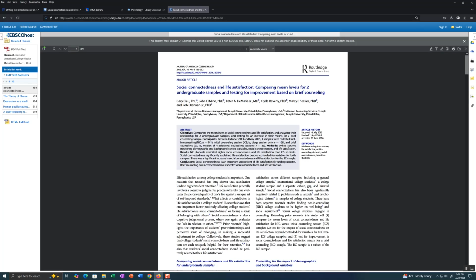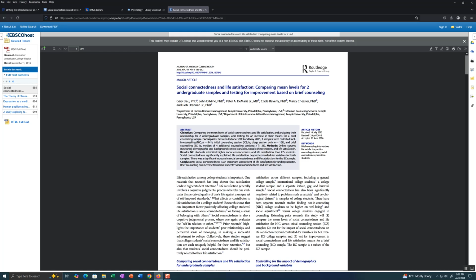Now, if this is the article we want to use, we want to at least read the abstract, make sure that this is related to what we're talking about. So this is an online survey looking at life satisfaction, social connectedness, similar to what we're doing as a class, an online survey. And there was a higher social connectedness and life satisfaction than another group of students, ICS students. And initial counseling session versus not in counseling.